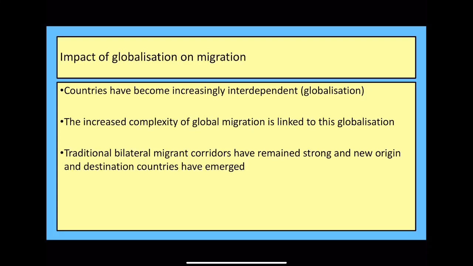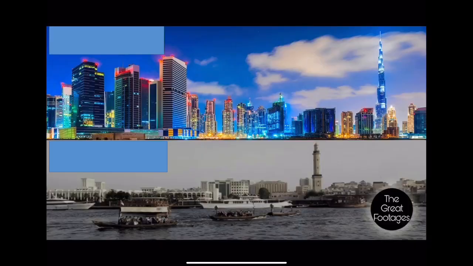So this has strengthened the traditional, what are called bilateral migrant corridors. So bilateral means basically it moves from one country to another. So it moves between two countries. A good example of a bilateral corridor would be from Mexico to America. It's very distinct, people are moving from one country to the other. But we've also got new corridors emerging, and we'll look at some of those today.